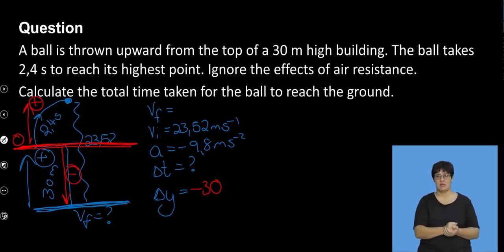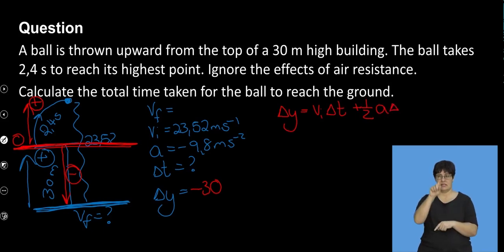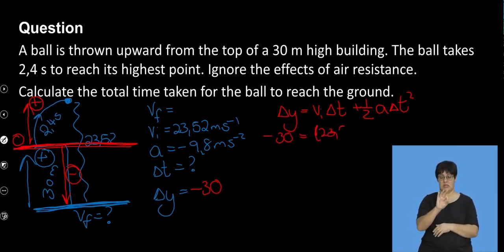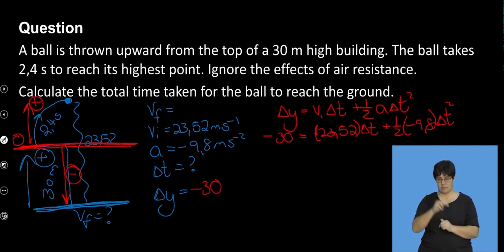Because now we can use delta y equals VI delta t plus a half A delta t squared. We have minus 30. We have 23,52 times delta t plus a half times minus 9,8 times delta t squared. And right about now, the wheels fall off.